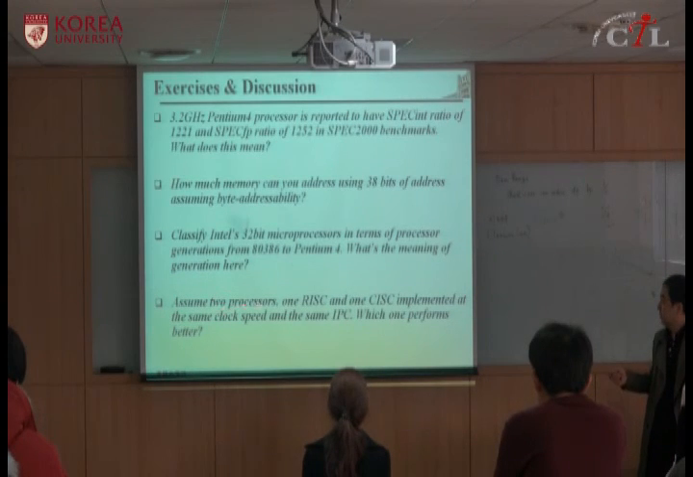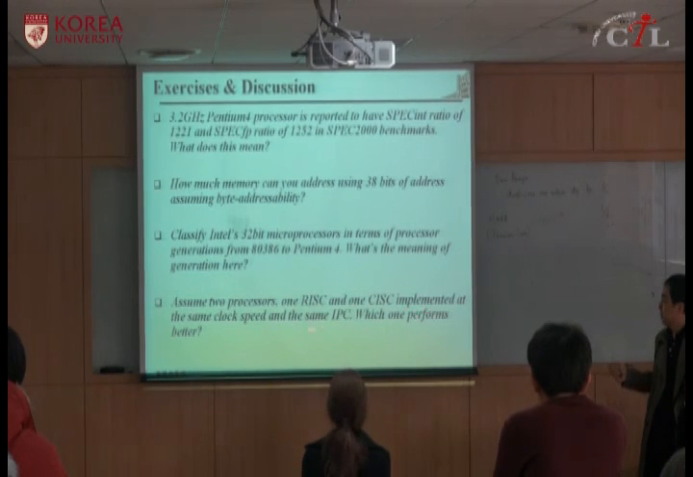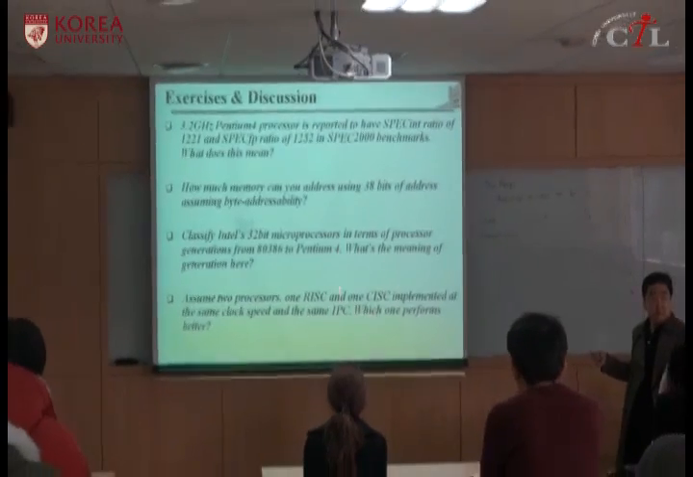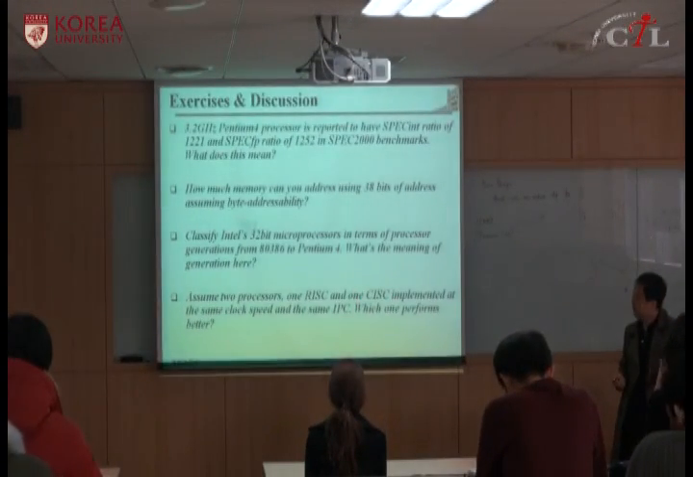Assuming two processors, one RISC, one CISC, same clock speed, same IPC, which one should perform better? CISC should perform better. Okay?